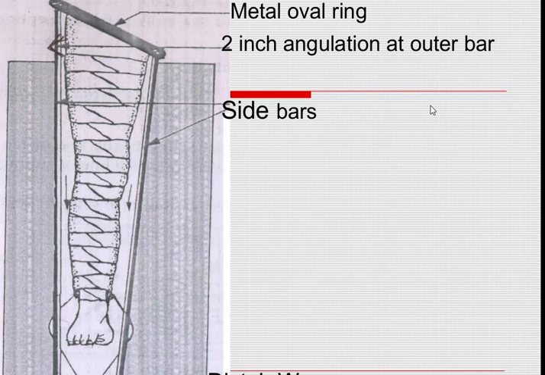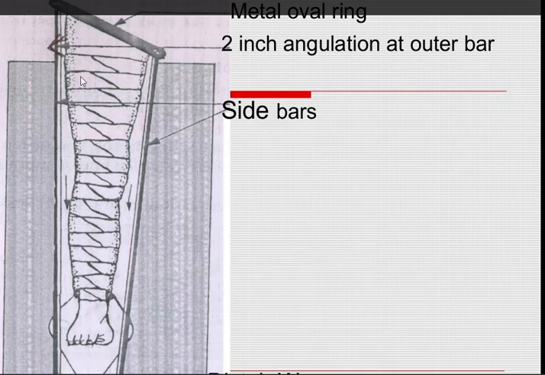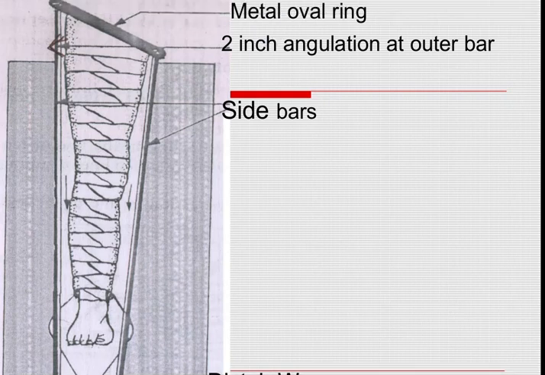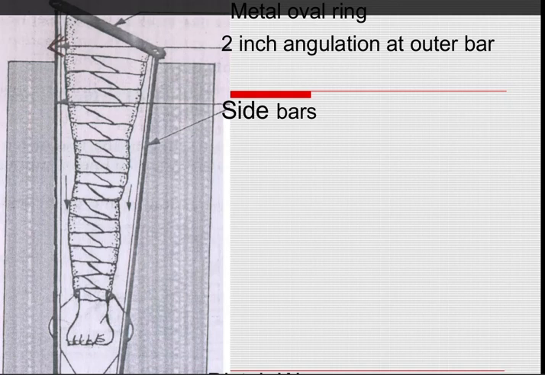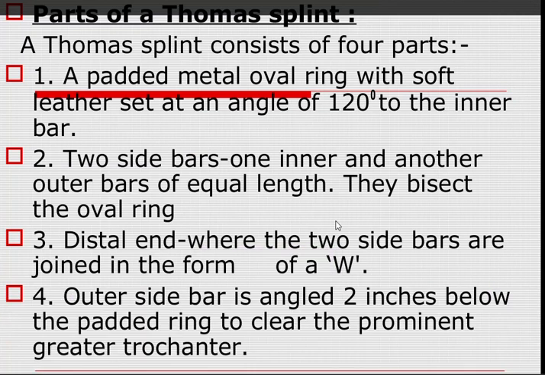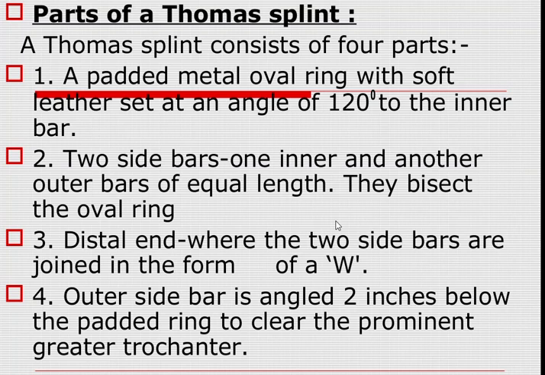Here you can see that this is a splint that is applied over the whole leg of the patient and it helps to immobilize the leg, and that is a metal material.